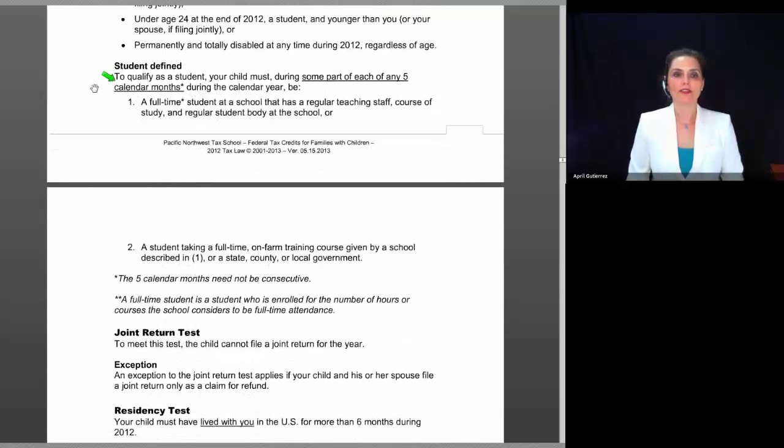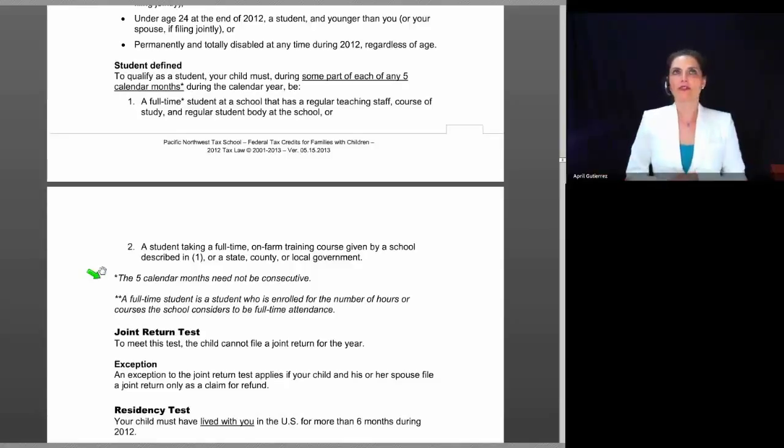So what is a student? Well, to qualify as a student, your child must be, during some part of each of any five calendar months during the year, a full-time student at a school that has a regular teaching staff, course of study, and a regular student body, or a student taking a full-time on-farm training course given by a school described above, or a state, county, or local government. Note that the five calendar months do not need to be consecutive.